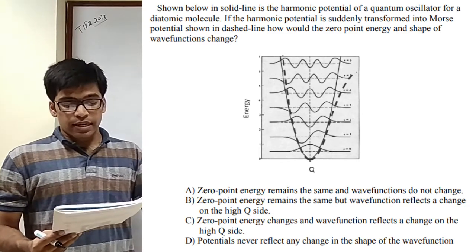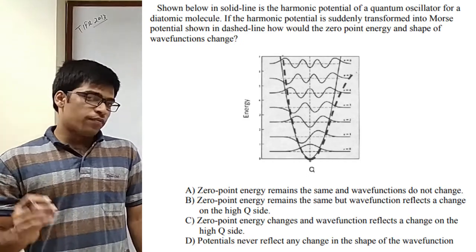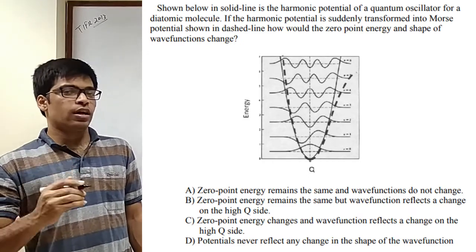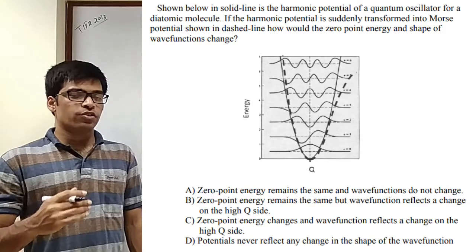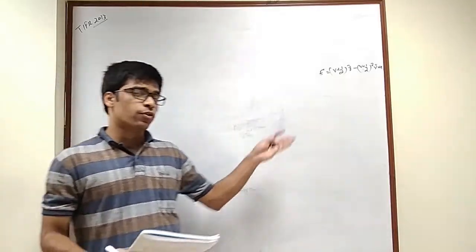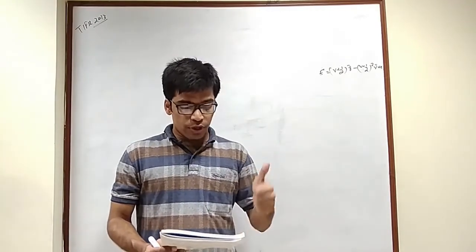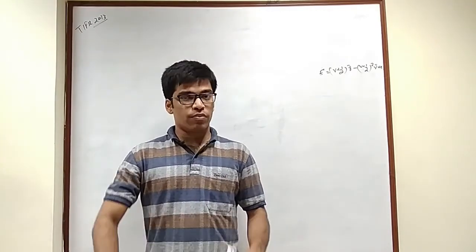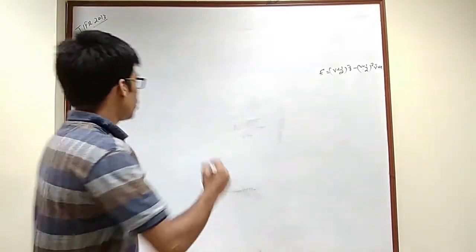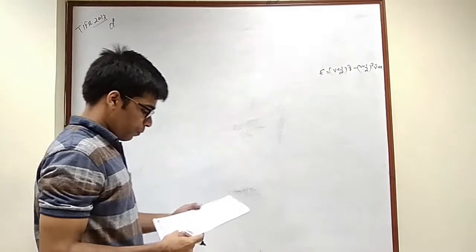Zero point energy changes, and the wave function reflects a change on the high Q side. Now wave functions do not change, because wave functions are the identity of the system. If the wave function is changing, the entire system is going to change. So the wave function is not going to change if you change from simple harmonic oscillator to Morse potential. The last option, potentials never reflect any change in the shape of the wave function, which is true. So the correct answer is option number D.